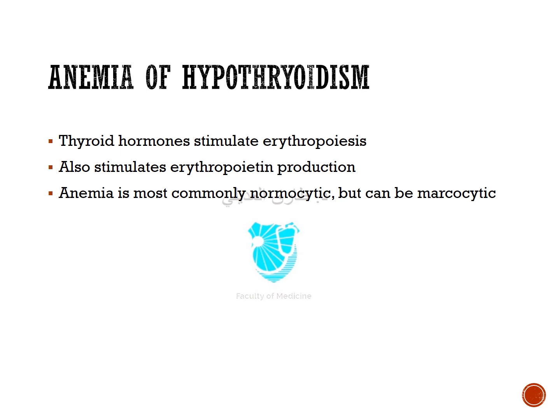Okay, we took megaloblastic anemia, also aplastic anemia can be macrocytic, and now hypothyroidism.